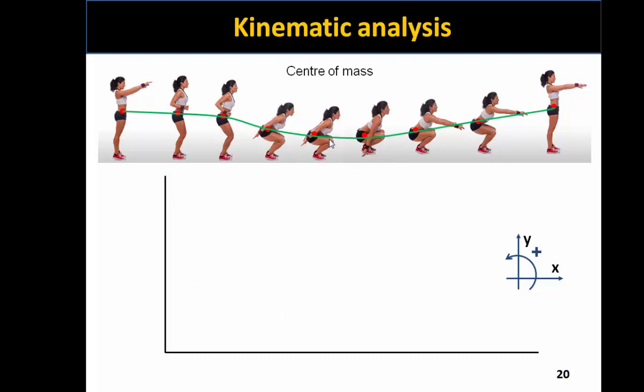So if we track that position with respect to time, we're going to put time on the x-axis, and with a kinematic analysis, we always start with position. In this case, we're not concerned with horizontal position because the person is staying in one spot. So we're just going to track the vertical position of the center of mass. And by tracking that position as a function of time, we will be able to determine velocity and acceleration.